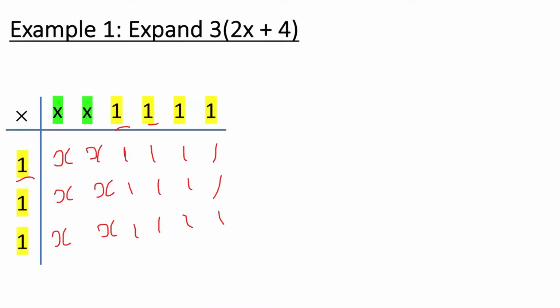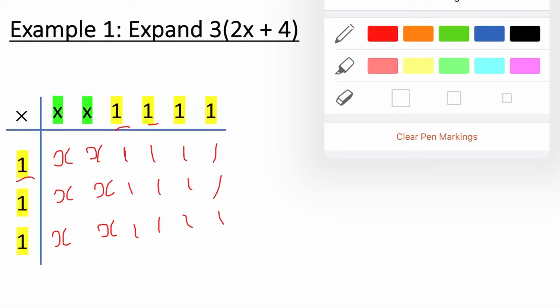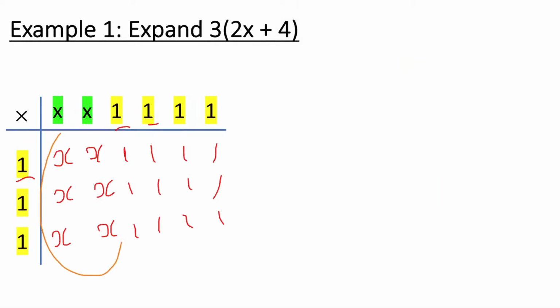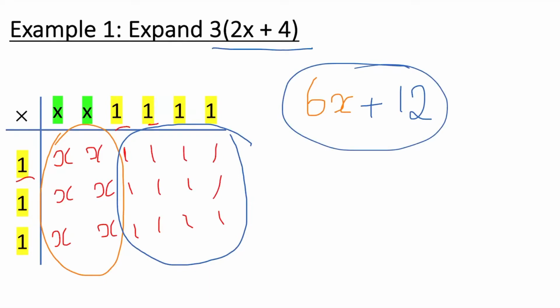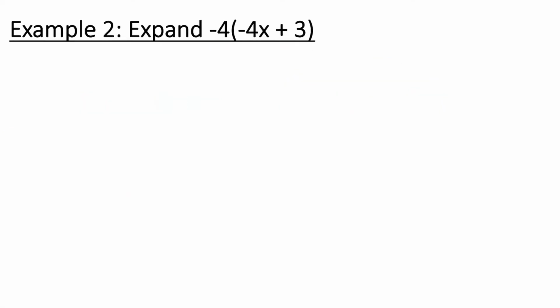Now we have the table filled in. All we are going to do is collect the like terms. Starting off with the x's, we have 6 x's here, so we are going to write that as 6x. Now looking at the final 4 columns, we have 1s here. Counting those up, you will have 12 1s, and we are going to write that as plus 12. So your final answer, when you were expanding brackets for this problem, you will have an answer of 6x plus 12.